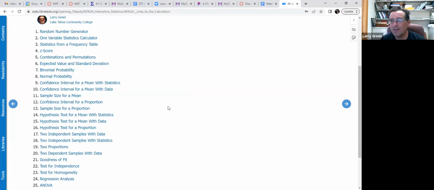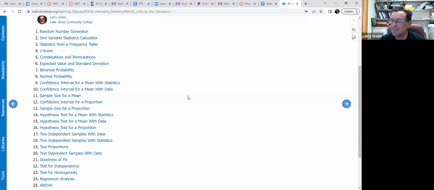One more guess, because it's very important that you know which calculator. Number 10 is also for a mean. Do you see the word mean? Right, number 10 is the one we just used for the average age of first kiss.